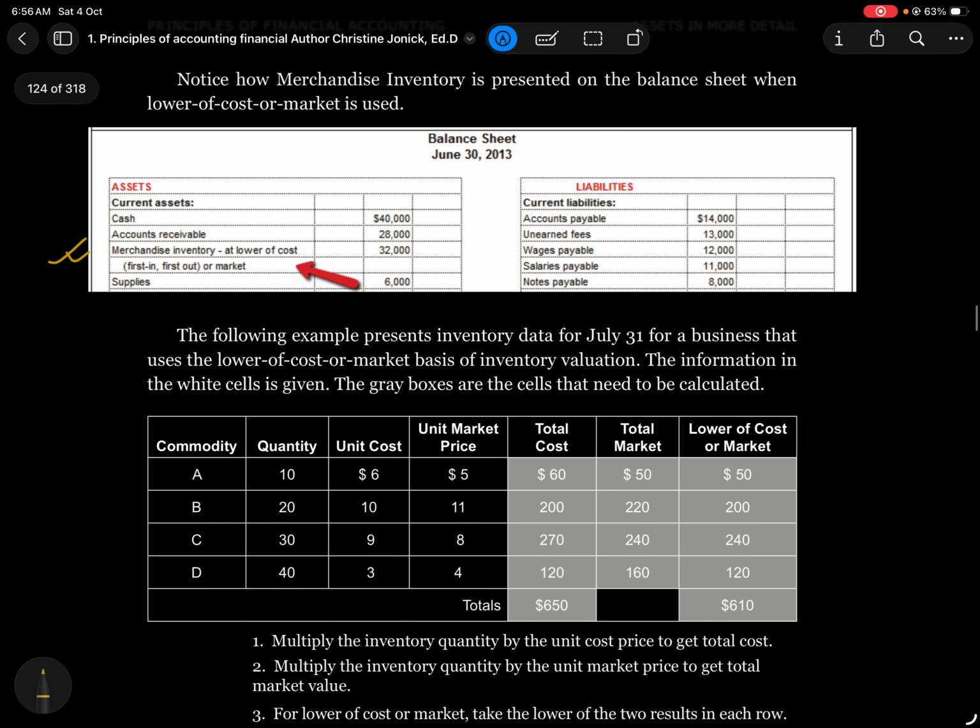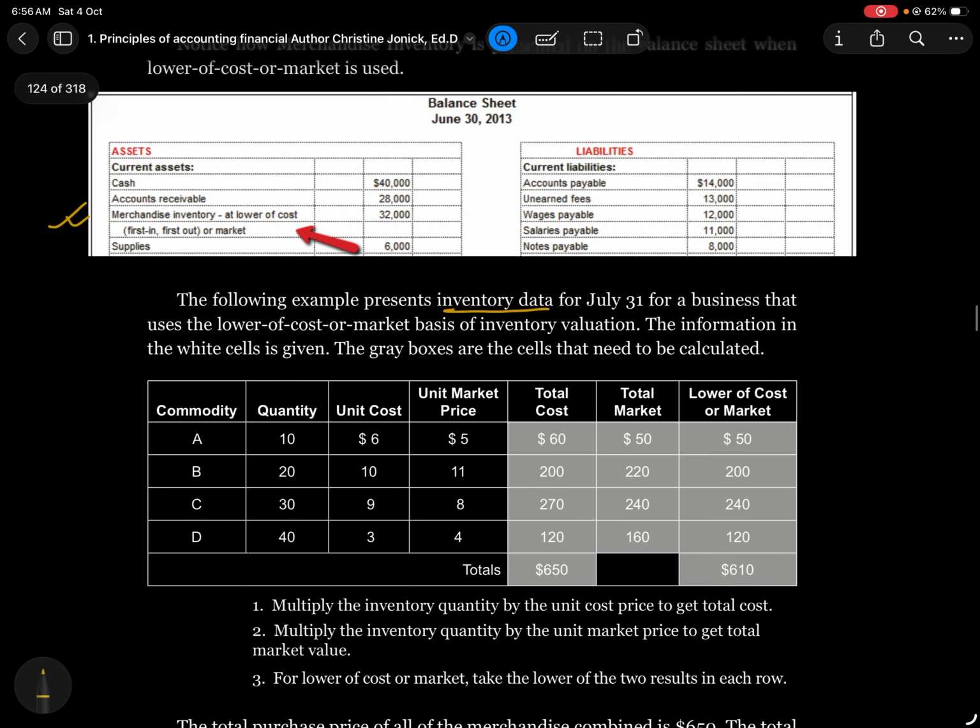Right, so we've got this inventory grid, right? The information in the white cells is given, the gray are the sales, right? So this is the quantity, unit cost, market price, right? So our total cost is this much, market price is this much. Our total cost is 160, and the market price is a little bit different.